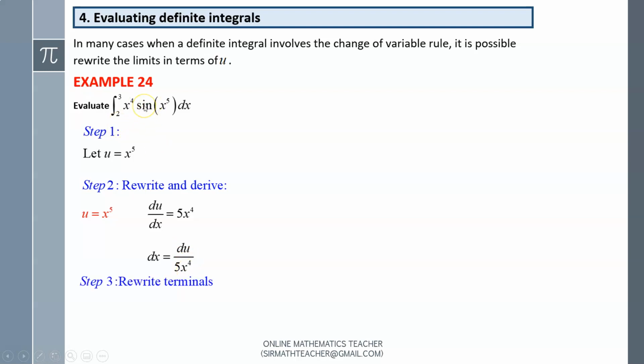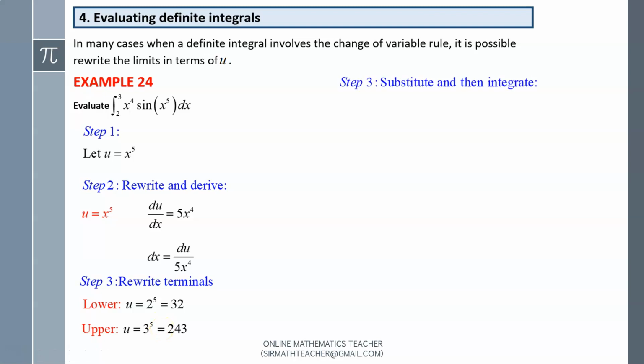Let's rewrite this integral. Actually, we're not going to do that yet. We're going to rewrite the terminals. Now, if you know u equals x to the 5, then you can rewrite your terminals in terms of u. So I know our terminal here was 2. So if I put 2 to the power of 5, I get 32. If I have a limit or terminal of 3, and I sub that in, 3 to the 5 is 243.